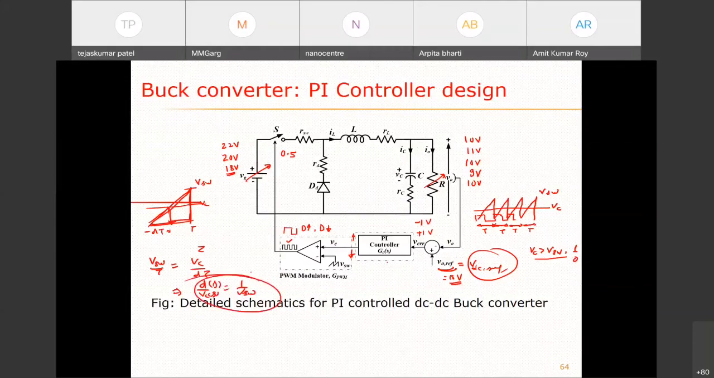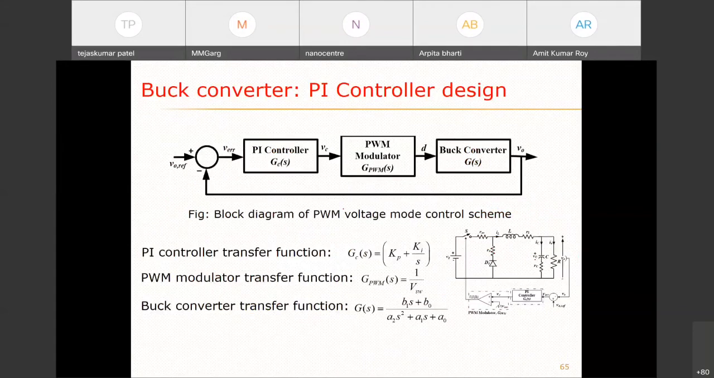So this is the peak value VHW, this is T, right? And this is D into T, this is VC. So there are two triangles, one is this one and the other is this one, right? If I write the equations, then VHW upon T equals VC upon DT. So from here I get D upon VC, that is 1 upon VHW.